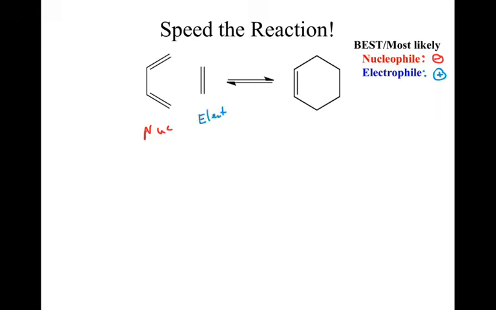Okay? So if I want to speed this reaction along, I want to somehow change or alter the structure of these so that the nucleophile has more electrons. Because the more electrons it has, the more likely it can be a nucleophile. And the electrophile, what I want to do is make sure it has less electrons, because then it becomes more and more positive. So this is where we can introduce the concept of what's known as an electron withdrawing group and an electron donating group.